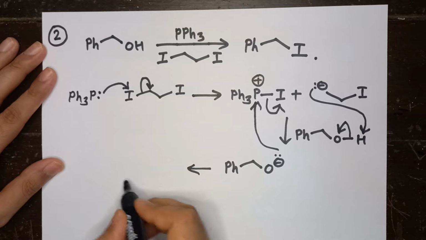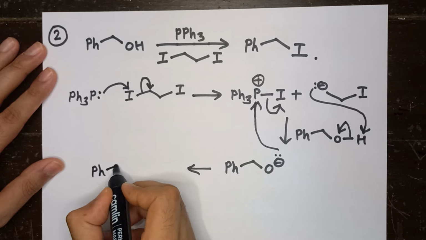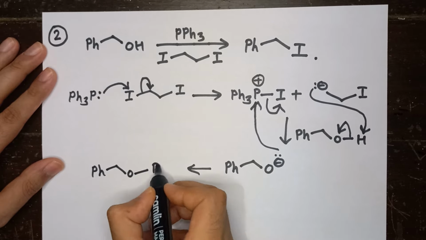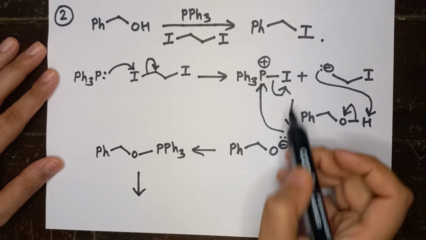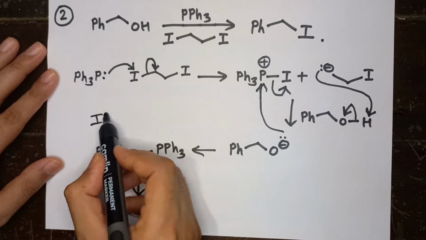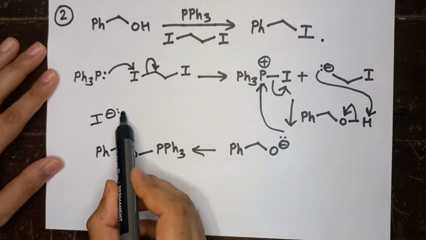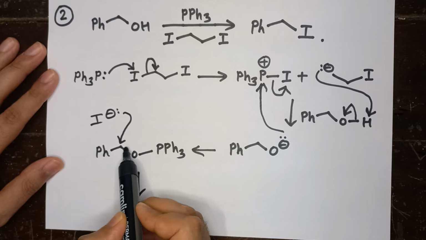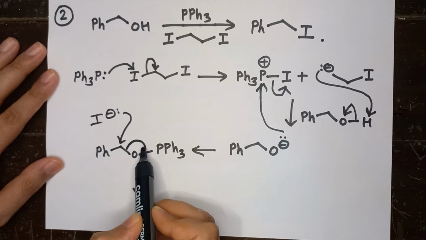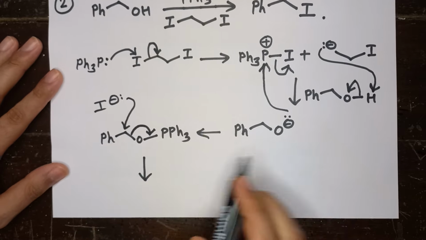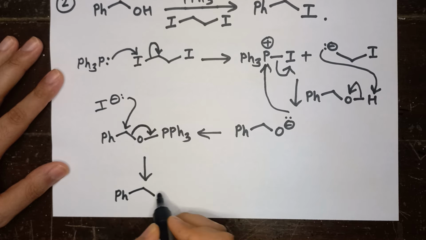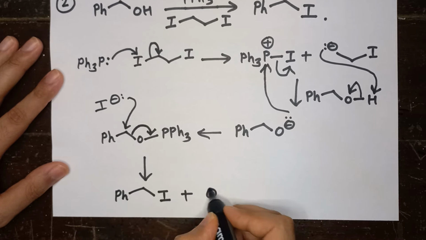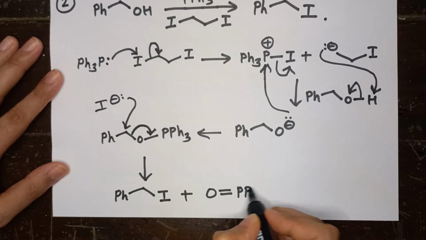This will give me PhCH2O bonded with PPh3. Right? So this iodide ion will come back and attack at this center. This single bond will migrate here and form a double bond, and the product is PhCH2I. So we connected this CH2 with iodine. We got the product and the byproduct, that is triphenylphosphine oxide.